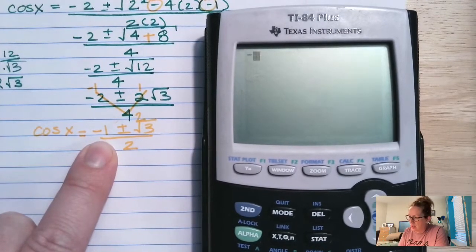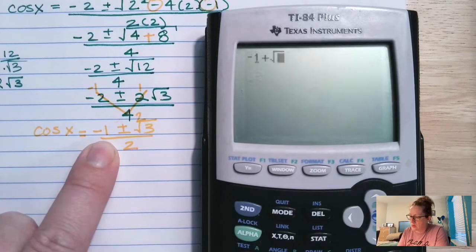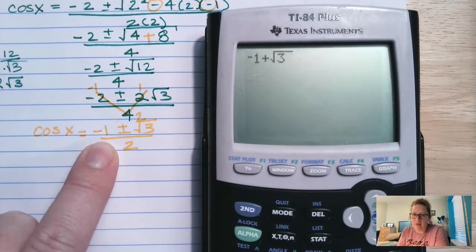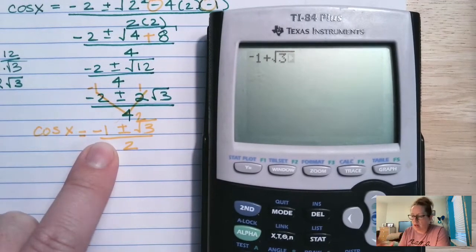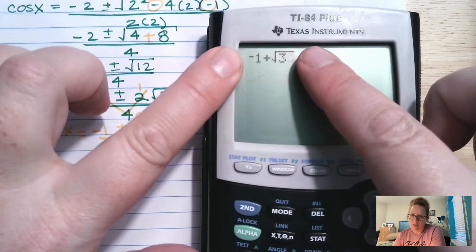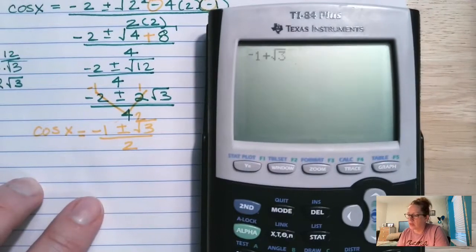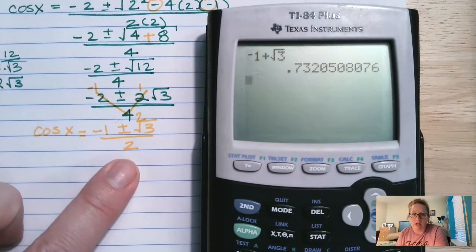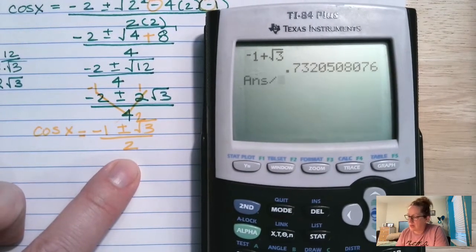Okay. Negative 1 plus, we have to do one at a time, square root of 3. And then I'm going to push enter because it's all in my numerator. If you wanted to put it all in at one time, you need to put parentheses around your numerator, okay? Or else order of operations would come into play and give you the wrong answer. So that's my numerator, and then I'm going to do divided by 2.